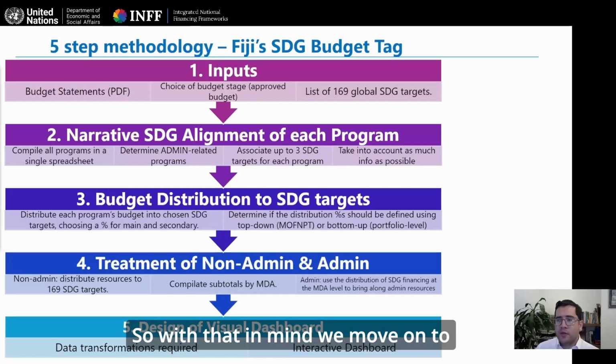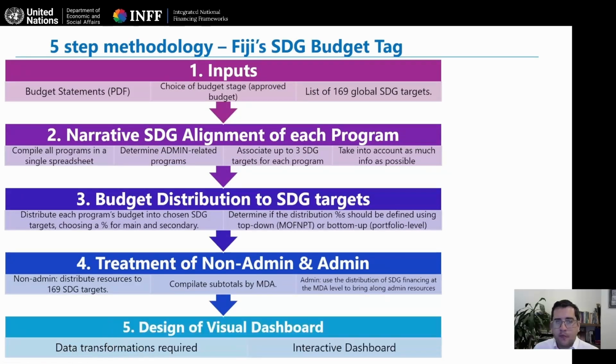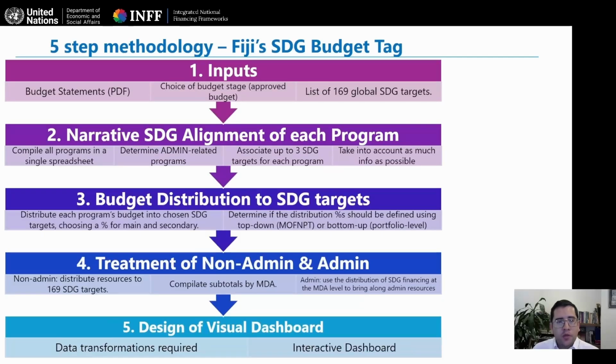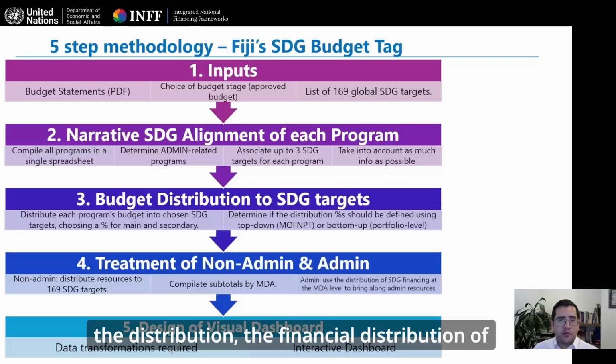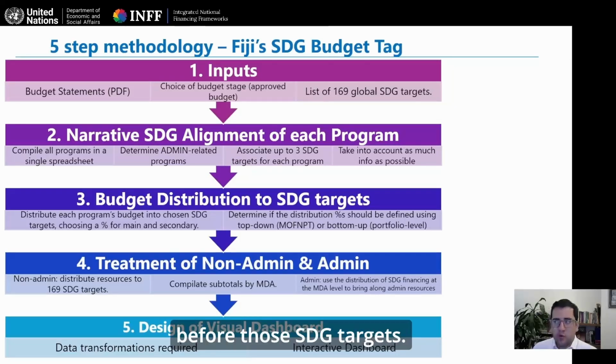So with that in mind, we move on to the third step in the construction of our SDG budget tag, which is related to the financial distribution of one particular expense line to those SDG targets that were chosen before.